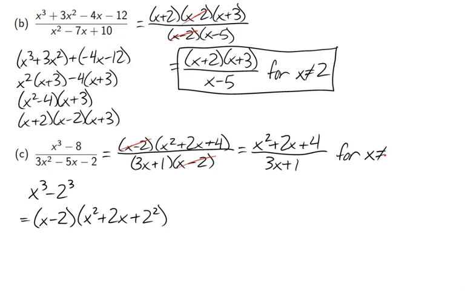And remember, anytime you cancel something out, that value is no longer allowed. So, x minus 2 would give me, again, a 2. That's what would give you a 0 in the denominator.